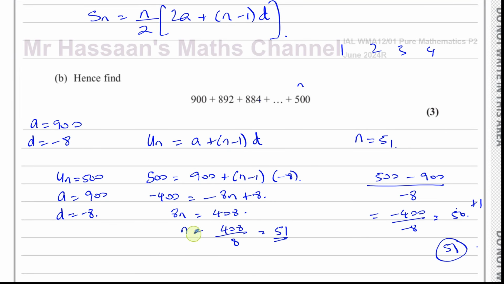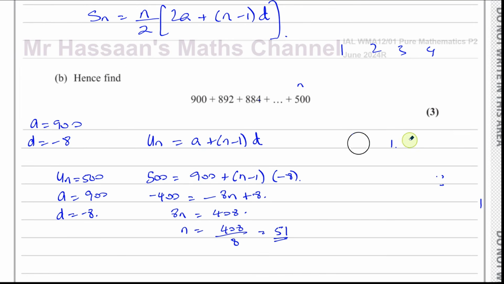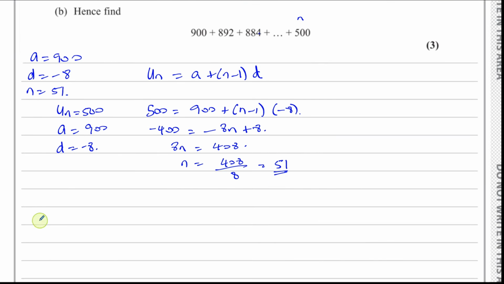So a couple of ways we can work out how many terms there are. But in the end, we end up with 51 terms. So we know that n is 51 now. Okay. So once we know that n is 51, then we can use this formula. We can say that the sum of the first n terms, therefore, is going to be, as we said, n over 2 times 2a plus n minus 1 times d.